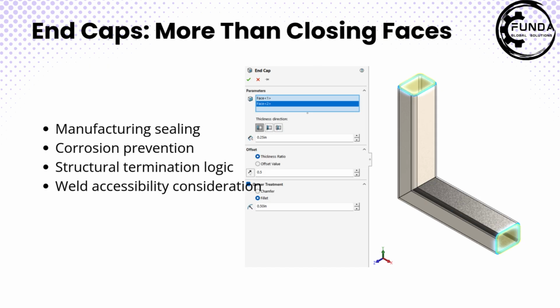End caps are often misunderstood as simple closing features. In reality, they play an important role in durability and manufacturing quality. End caps close open structural members, prevent dust, moisture, or debris from entering, and improve the long-term performance of the structure. They are commonly used when structural members remain exposed on both ends.